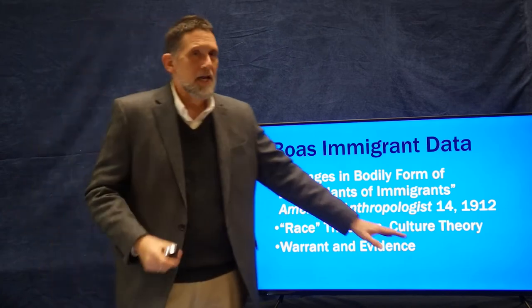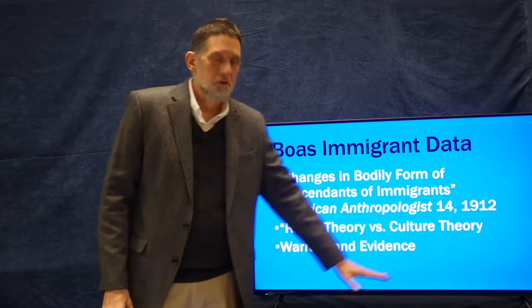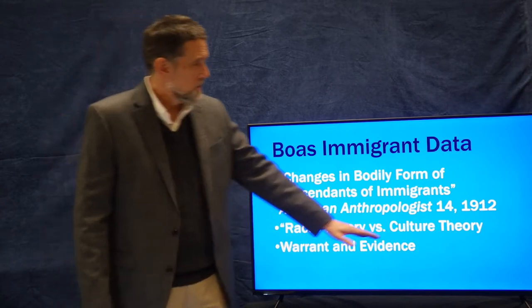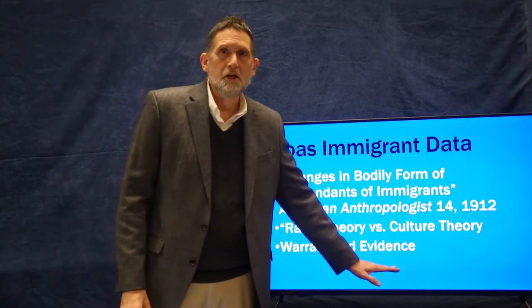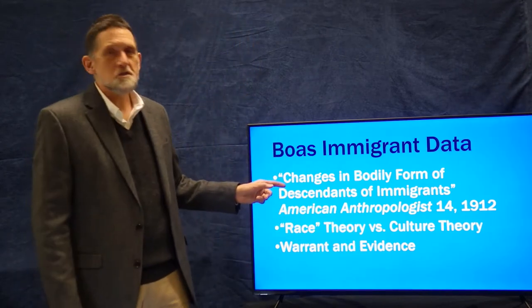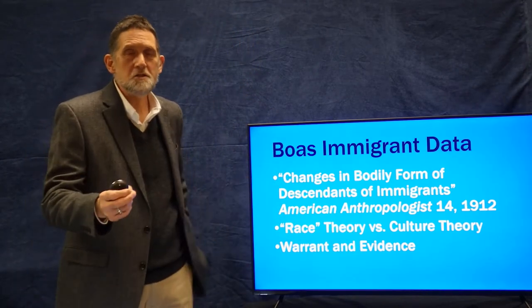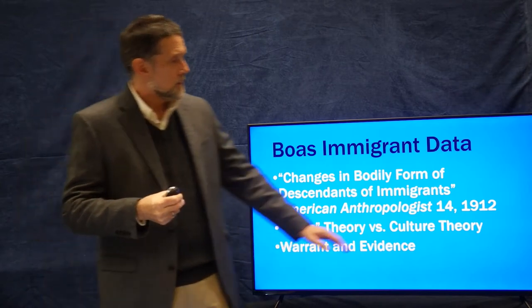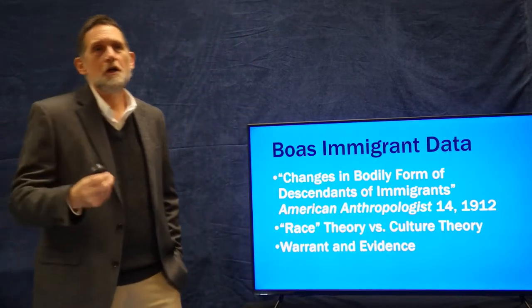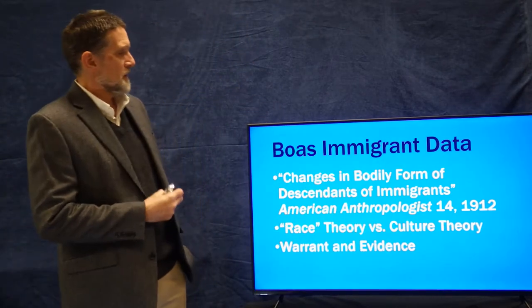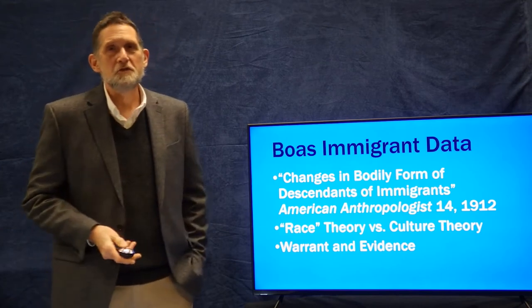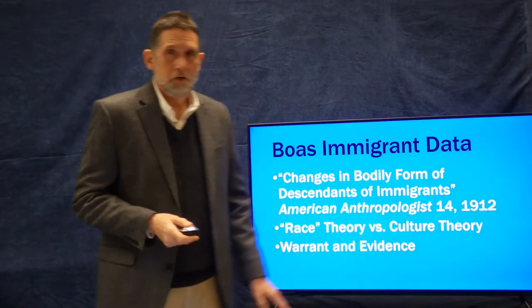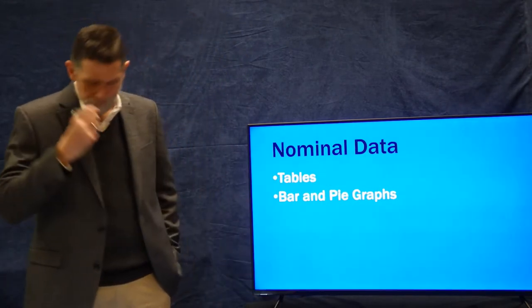So under that idea, culture as a cultural environment, there is good warrant for this concept that there might be physical differences based on culture. And the evidence is here. We're looking at the evidence that Boas is trying to use to argue for his culture theory. And as we all know, culture theory won. This is one of the first big pieces of evidence to give culture theory stronger warrant.